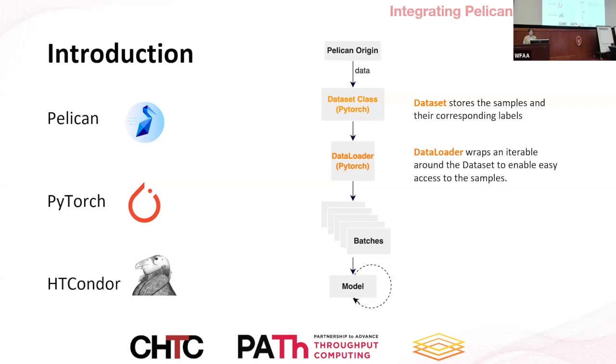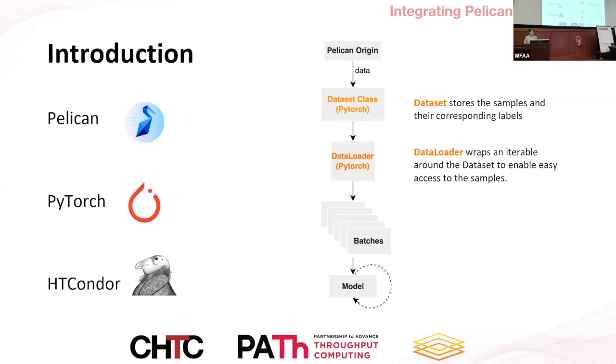Through the session this morning, I think everybody is familiar with Pelican right now, which is a platform to federate data together and deliver it to the compute capacity. PyTorch is a very popular machine learning tool. And HTC24 is the tool which can help us run our jobs on the OS pool.